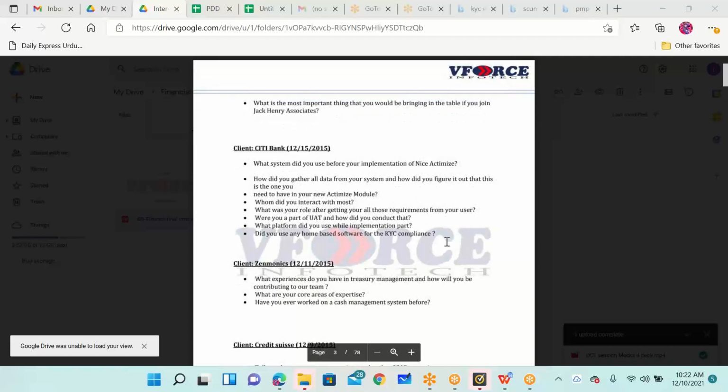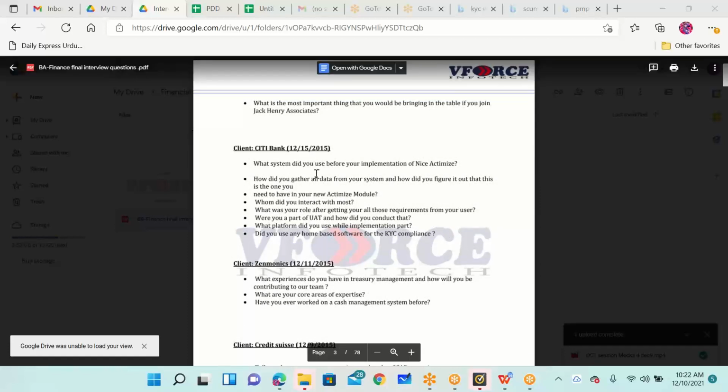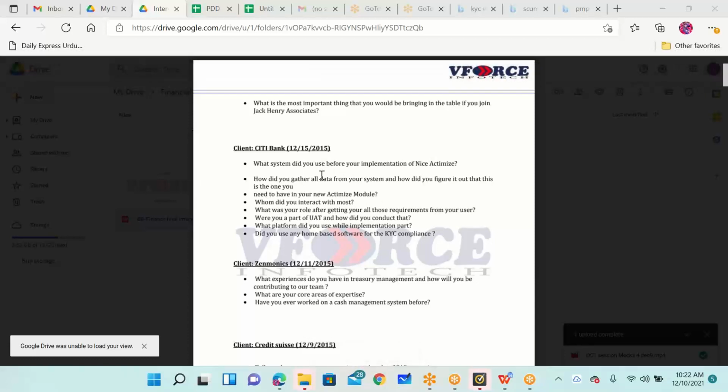Okay, for example, this is the interview of Citibank. What did you use before your implementation of Nice Actimize? So they are asking if you implemented Nice Actimize, what system they were using previously. Now all of your projects are enhancement projects, so we will stick with the enhancement. Actimize has been implemented pretty much everywhere already.